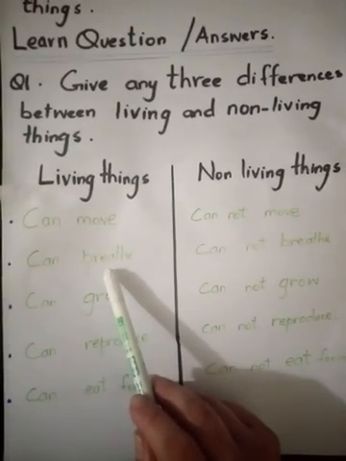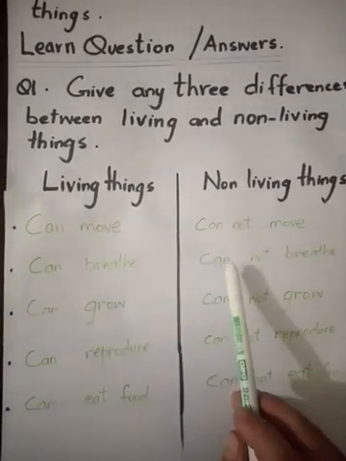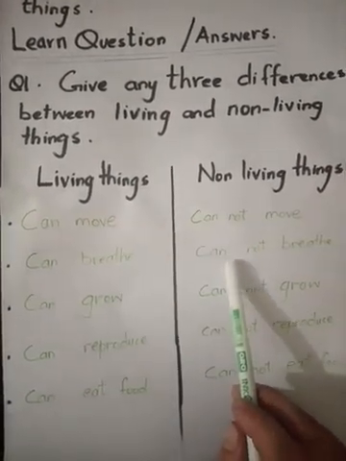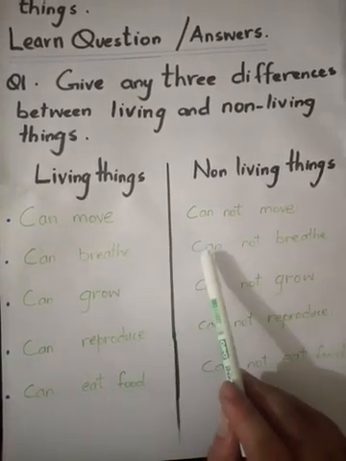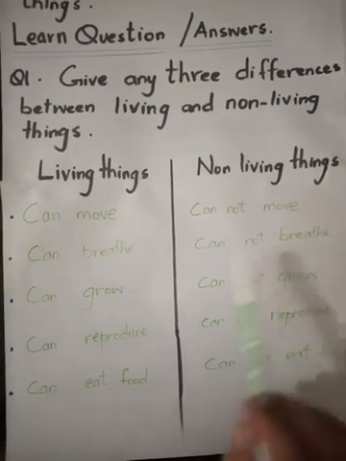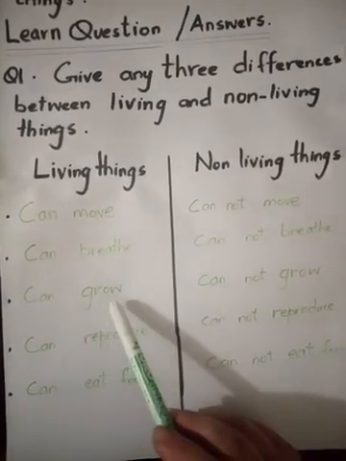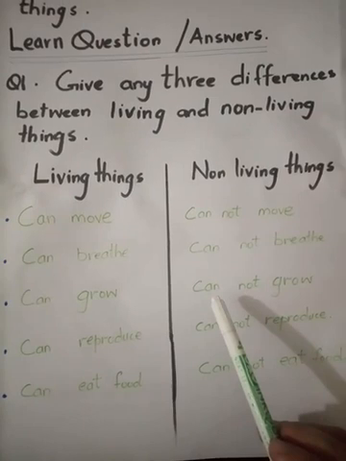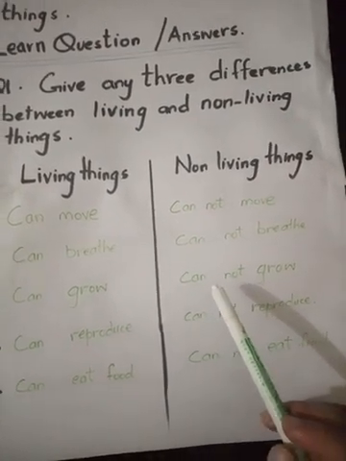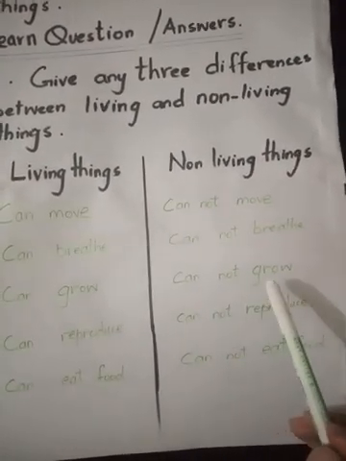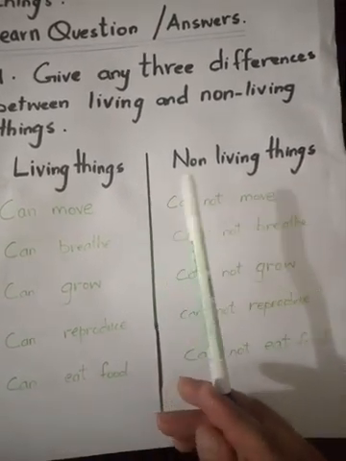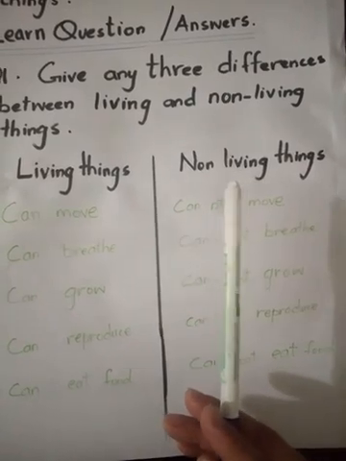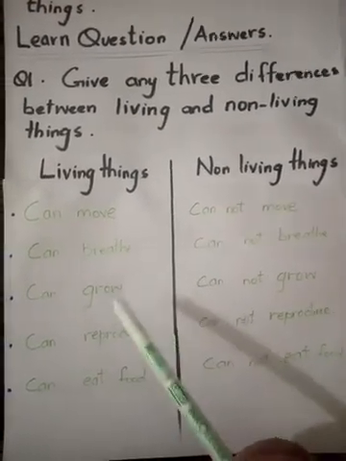They can breathe. Okay, we breathe with our lungs. Living things can breathe, but non-living things cannot breathe. Living things can grow. They grow older and they grow bigger, but non-living things cannot grow. The things just like this pen, it's a non-living thing. It cannot grow into another pen. It will remain same, so it is non-living thing.